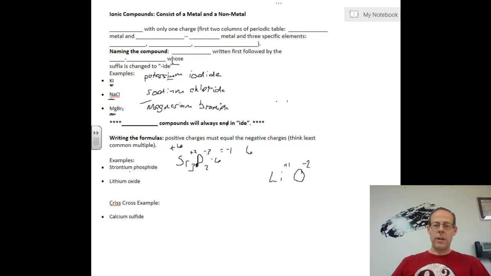So this is a little bit easier. We kind of started with a hard example. But lithium is a +1, oxygen is a -2. So the least common multiple of these is 2. So really, I need 2 lithiums for every 1 oxygen.